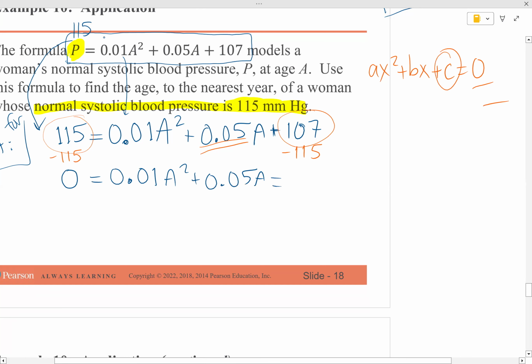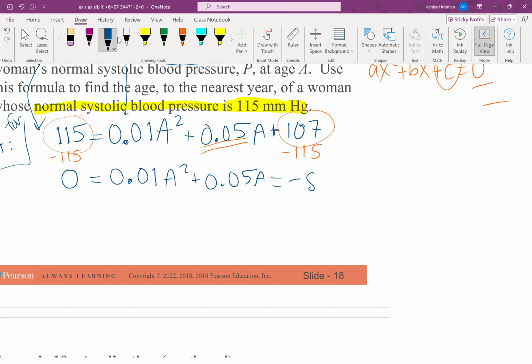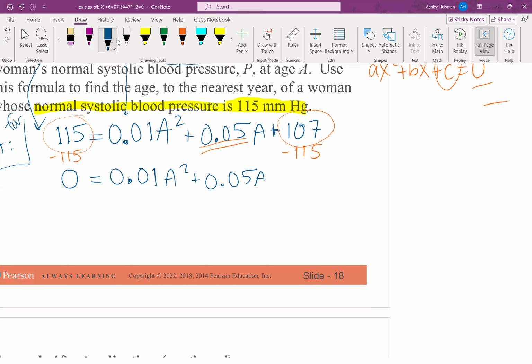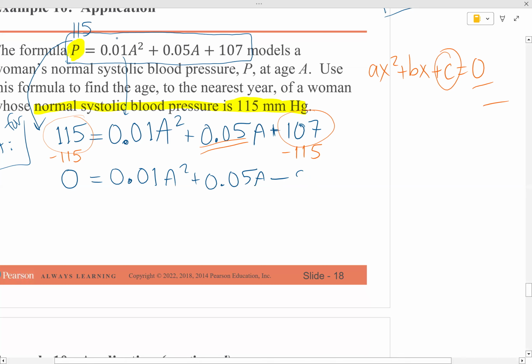What's 107 minus 115? Negative. Oh, why did I put an equal sign? Oh my gosh, losing it. I think it's -8. Let's see. Or -8 minus 8, whatever. That's it. Okay.